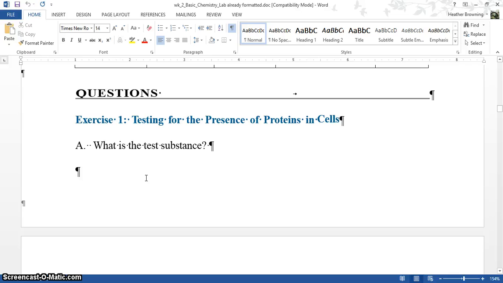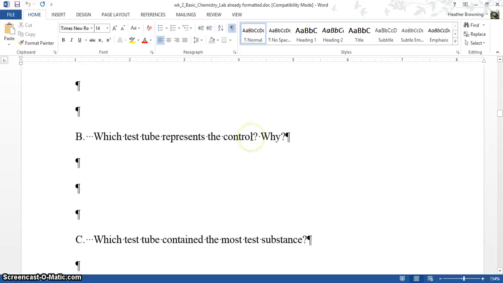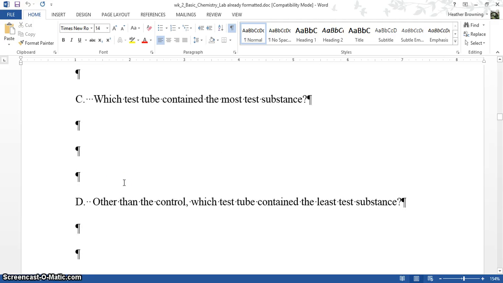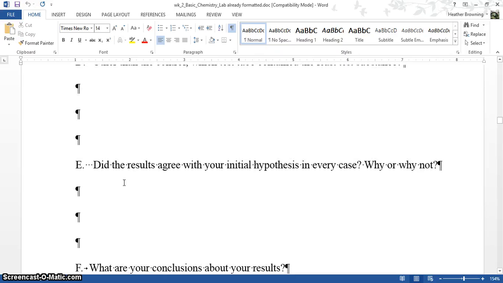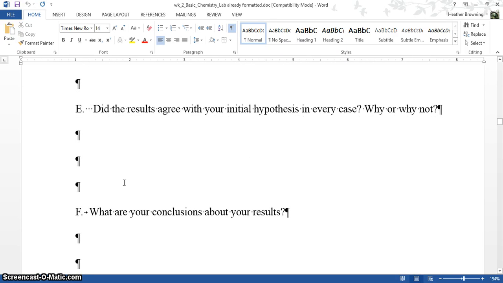Then we're testing for the presence of proteins. So what is the test substance? So I might look at the title and be like, probably protein. Then you're going to say which one's the control, what test tube contained the most of it, other than control, what had the least. Do the results go with your initial hypothesis?